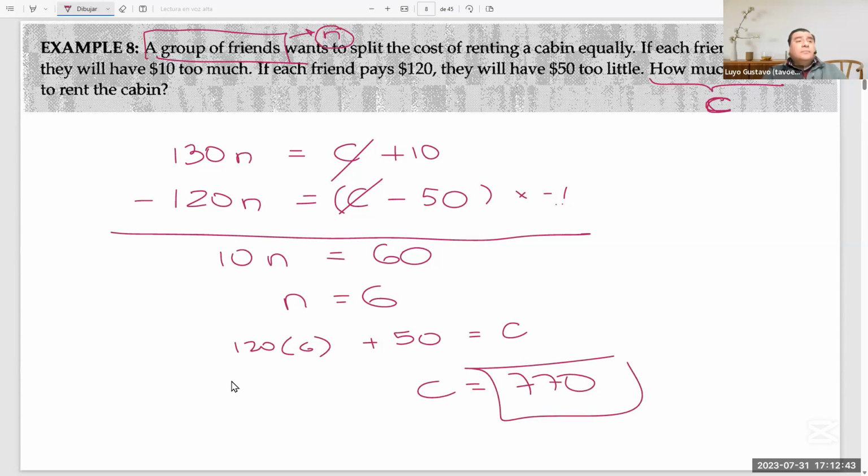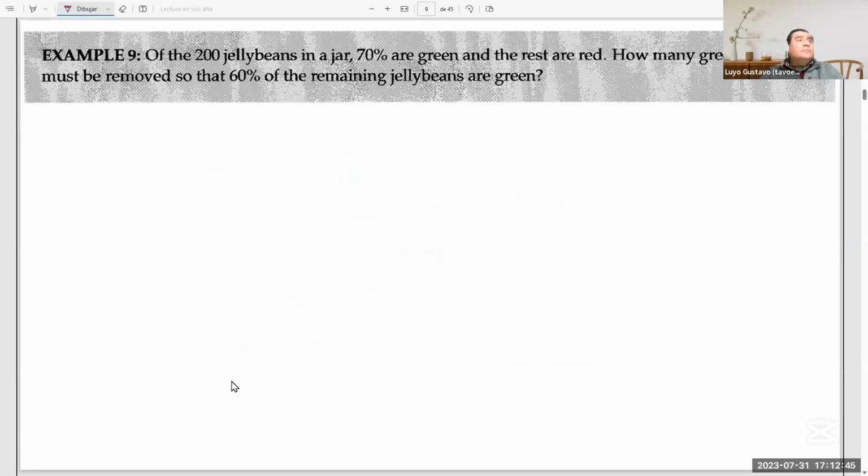Okay, so let's see another example. Of the 200 jelly beans in a jar, 70% are green and the rest are red. How many green jelly beans must be removed so that 60% of the remaining jelly beans are green? This one is tricky, so I'll give you 2 minutes, okay? Try this one out.